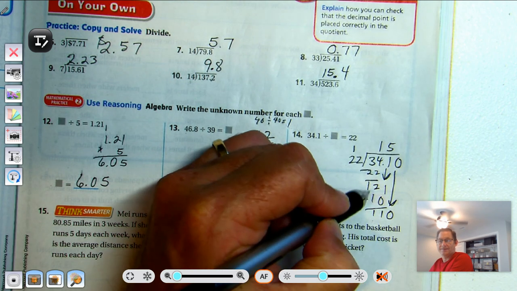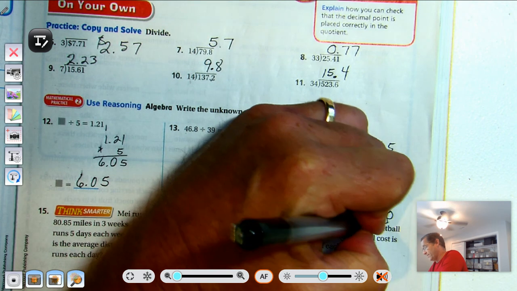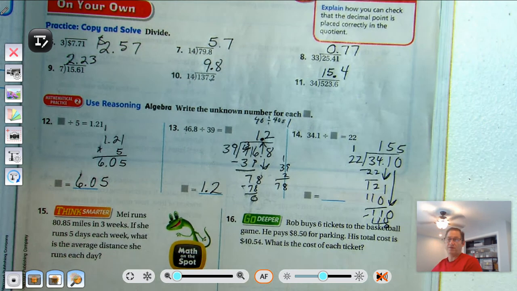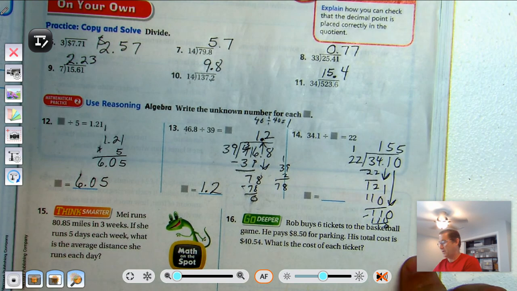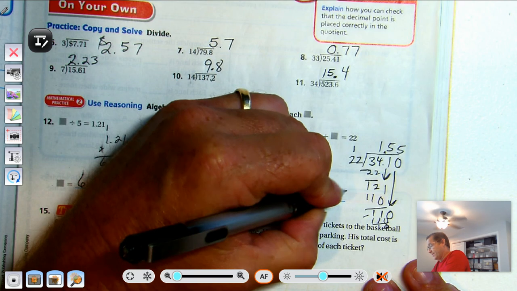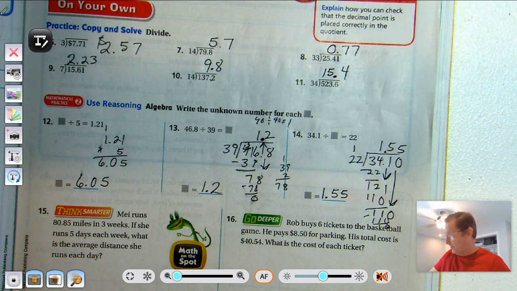Now I notice that 5 times 22 is 110. So if we put another 5, we'd have nothing left over with no numbers to bring down. So 1 and 55 hundredths. Okay. So now let's move on to number 15.